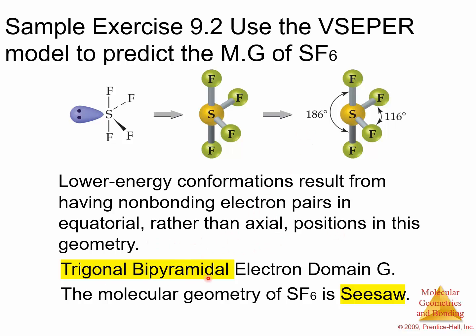We have the trigonal bipyramidal electron domain geometry because we have 5 domains. But since we have 4 bonding and 1 non-bonding, the molecular geometry of SF4 is see-saw.